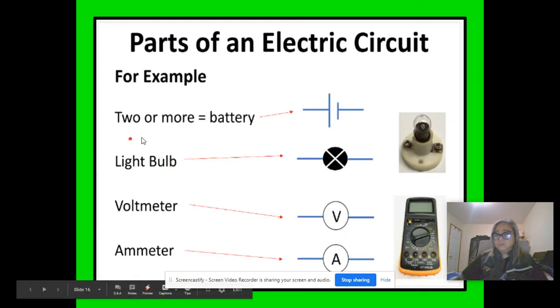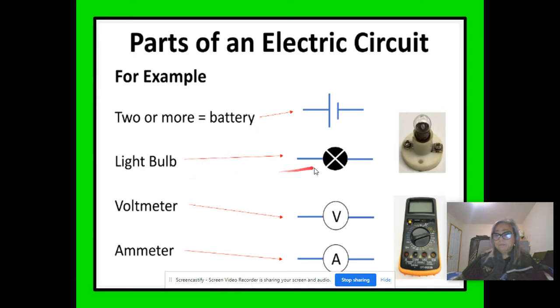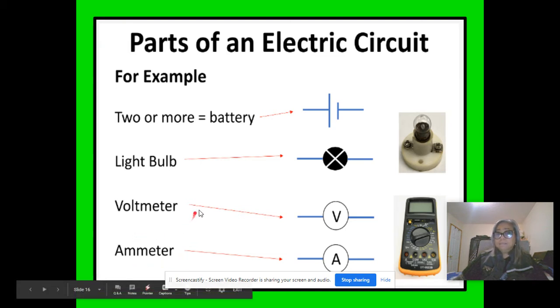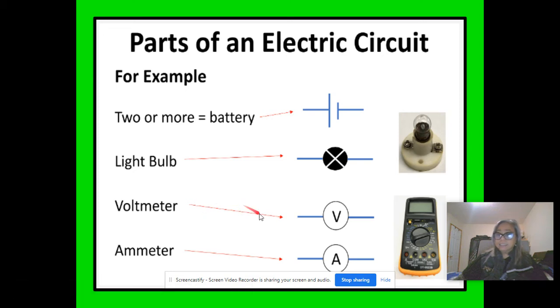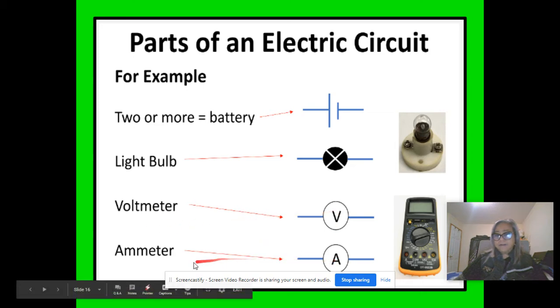Other examples include two or more batteries, right? A light bulb, commonly we have it as a circle with an X. Voltmeter, a good essential question to ask also would be, what is a voltmeter or what is an ammeter? But in a circuit diagram, we usually have the letter V there to represent voltmeter and A for ammeter.